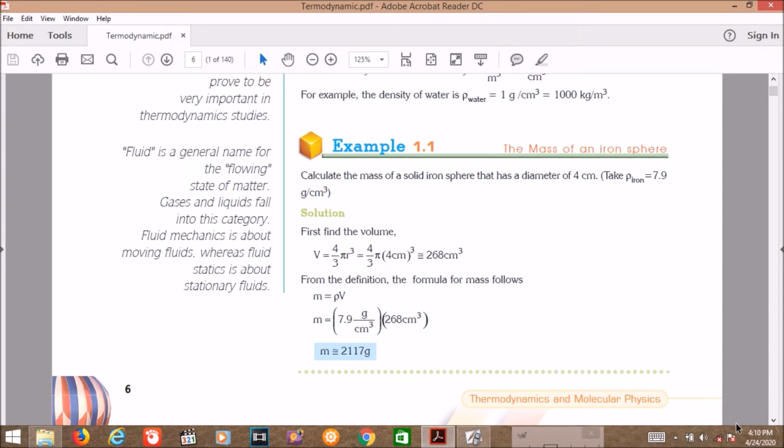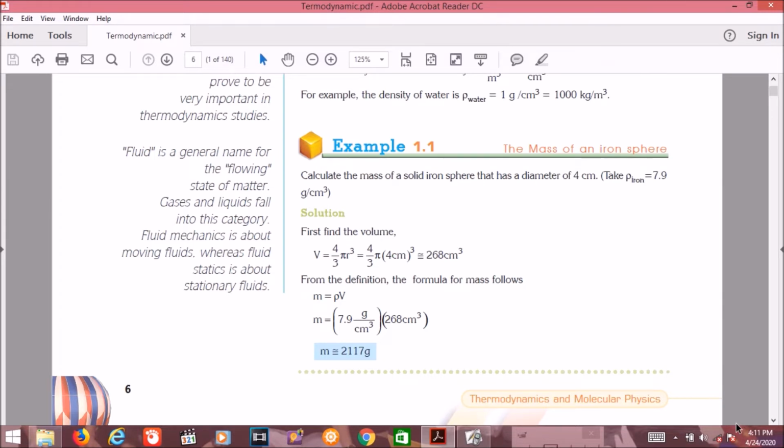We read together. Calculate the mass of a solid iron sphere that has a diameter of 4 cm. Take the rho of iron. The density of iron is 7.9 gram per centimeter cube. It's not a good number, but no problem. The solution: first, find the volume, because from the question, the object is a solid iron sphere. We have to find the volume of the sphere.